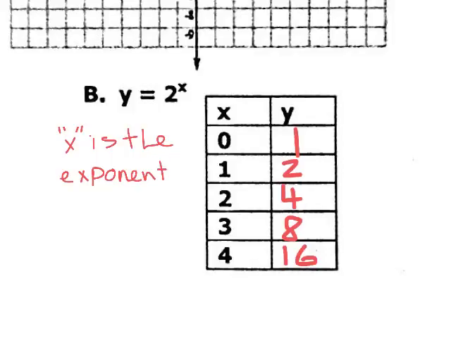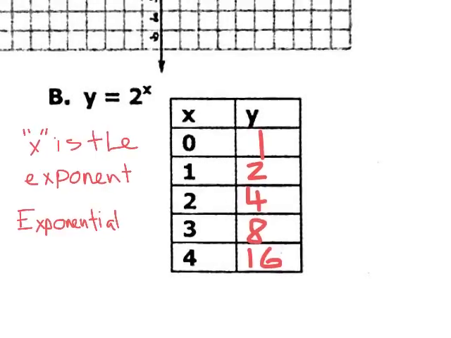It could be a different variable. That's not going to change anything. What you need to make sure and look for in an exponential function is that the variable is an exponent, okay? I do want to throw a third category over here, okay? So x is the exponent, that means it's exponential. So let me throw a part C over here, okay?